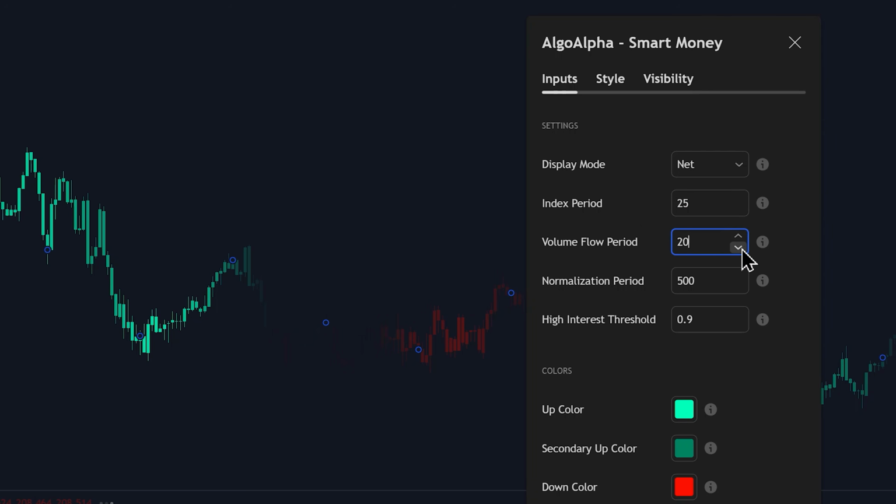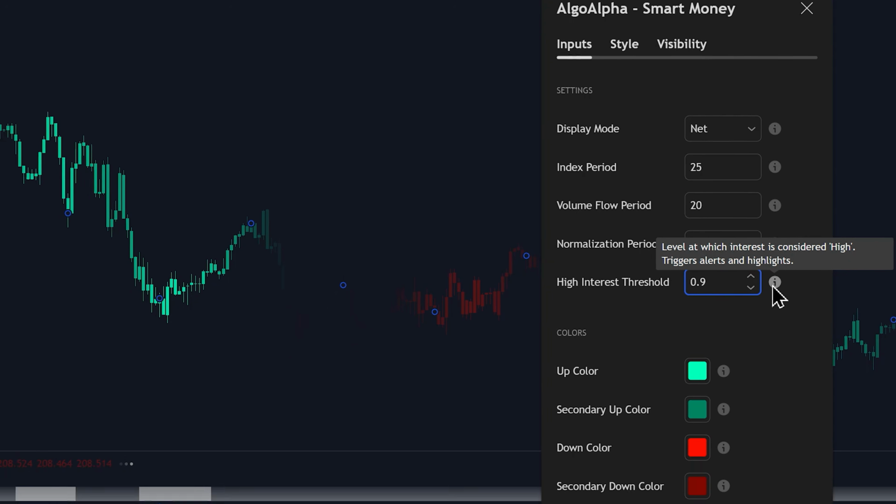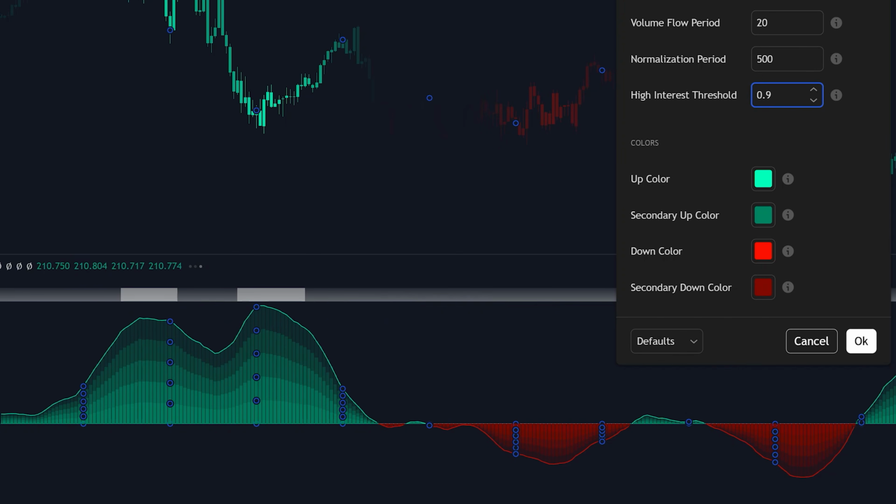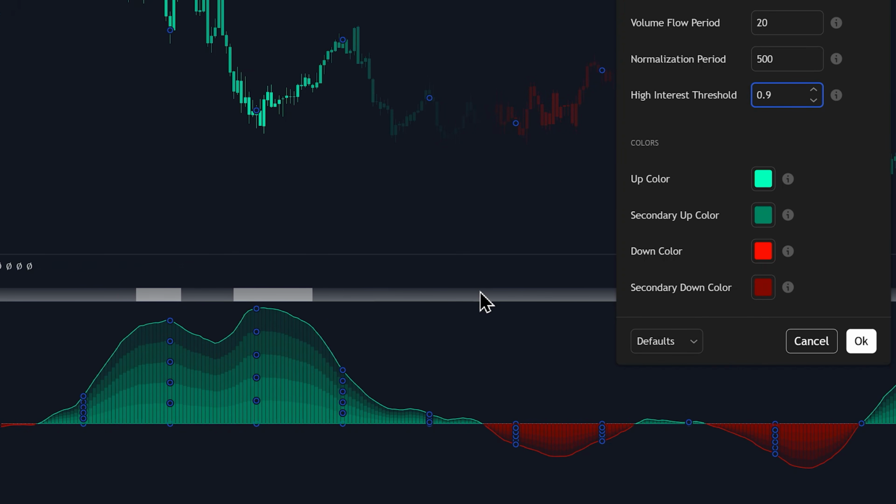The third important setting is the high interest threshold. This controls how selective the extreme participation signals are, and it directly affects the highlights and alerts. If you set it too low, everything looks important. If you set it too high, you'll miss a lot. The best approach is to start with defaults, then adjust one knob at a time until it matches how GBPJPY actually moves.